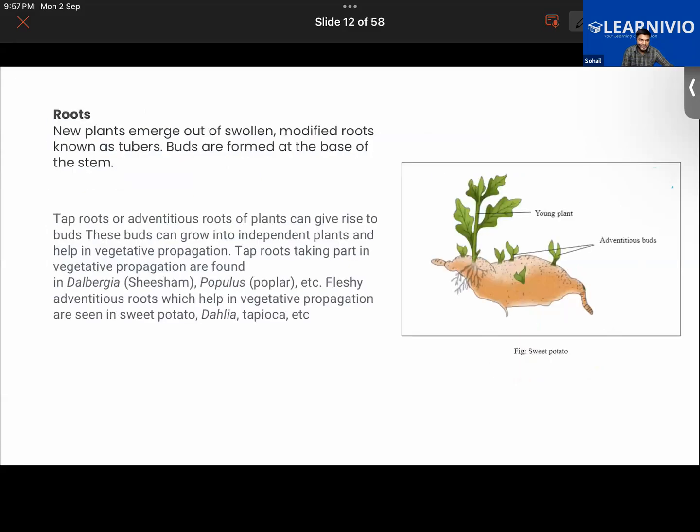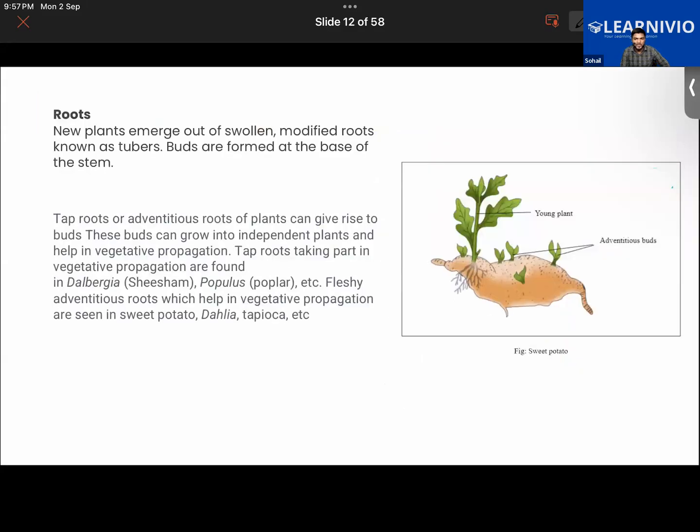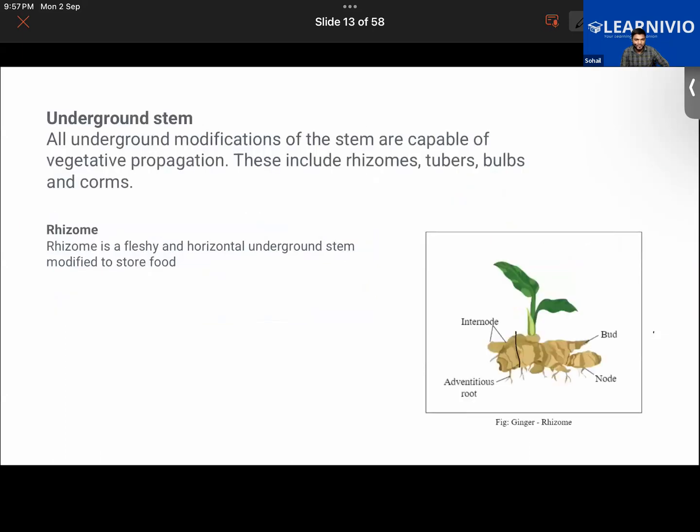So have you guys understood about this one, about the modified roots? How new plants are grown from it? Are we cutting it? No. Simply buds will grow on their body, and those buds will further grow into a new plant, and this is the way how new plants grow from it.